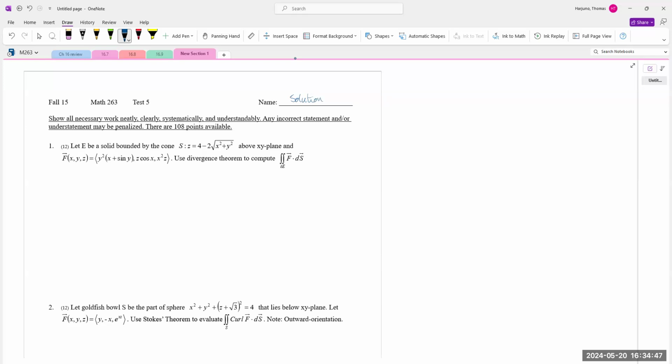Number one, let E be a solid bounded by a cone above the XY plane. Let's see what that solid is. One of the challenges in this last test is: can you see an equation and figure out what it is? This is z equals 4 minus 2r. When we graph that, suppose this is r and this is z, 4 minus 2r looks like this. Then you revolve around the z-axis. Now you can see the cone.